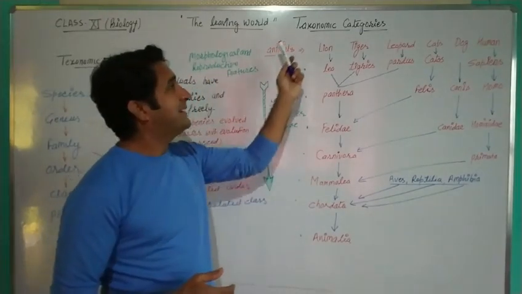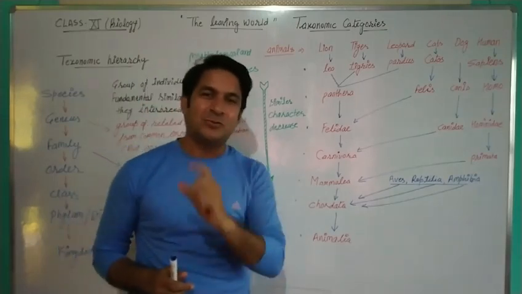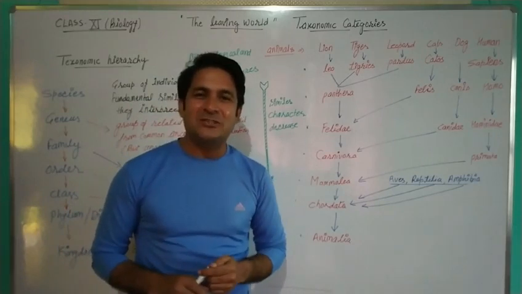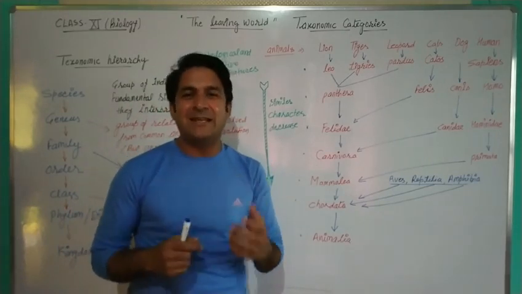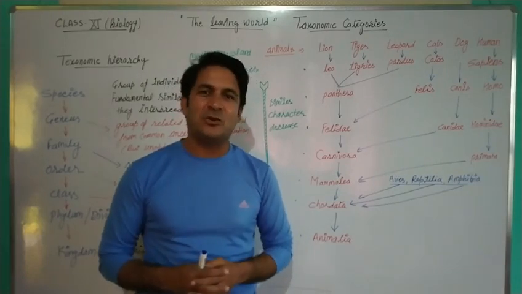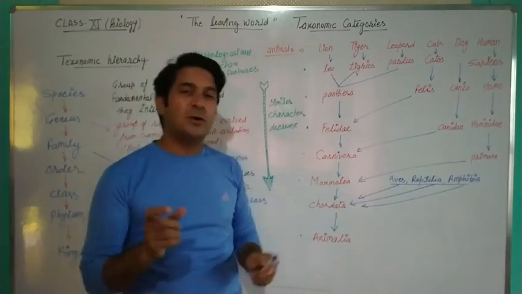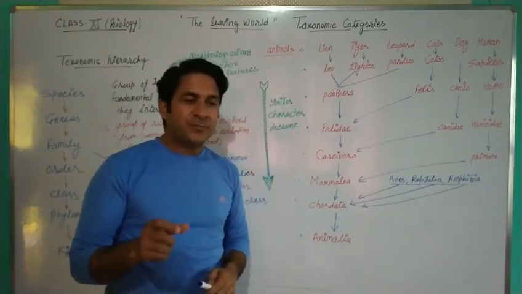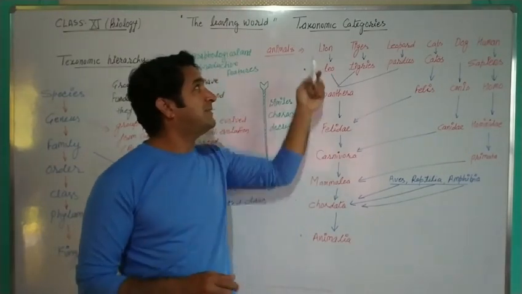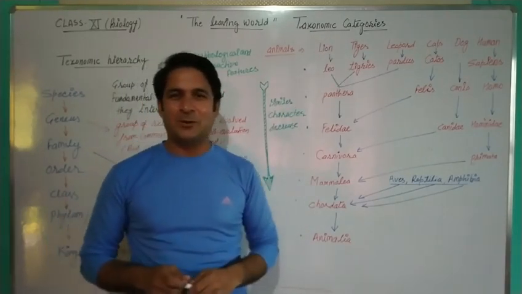In taxonomic category, the word taxonomic is very important, and this comes from taxonomy. What is the meaning of taxonomy? The branch of biology in which we study the characteristics and the arrangement of characteristics of living organisms is called taxonomy, and the word taxonomic comes from there. So when all these are categorized in a sequence, that comes under the taxonomic category.